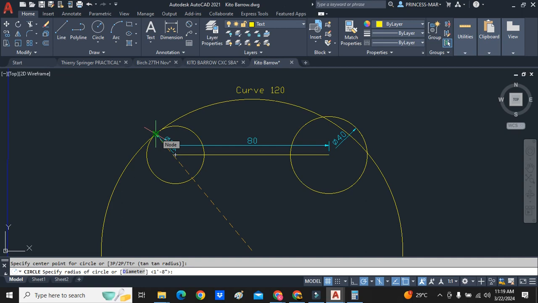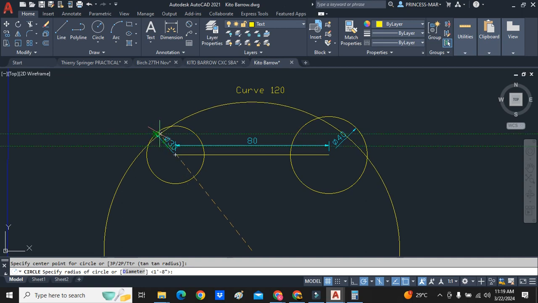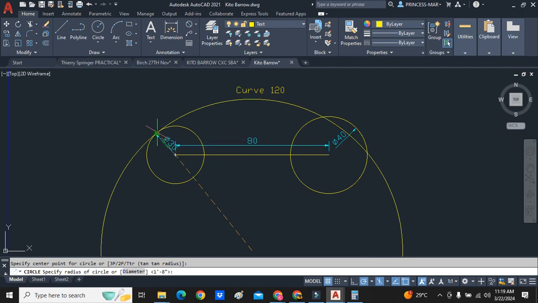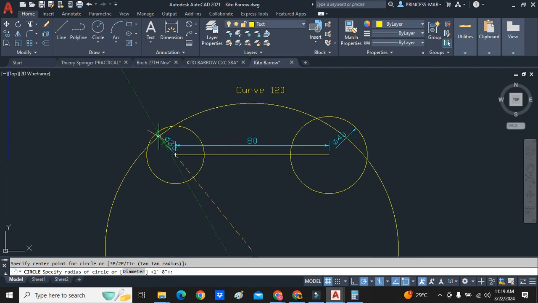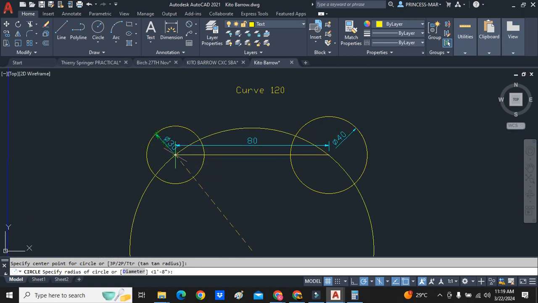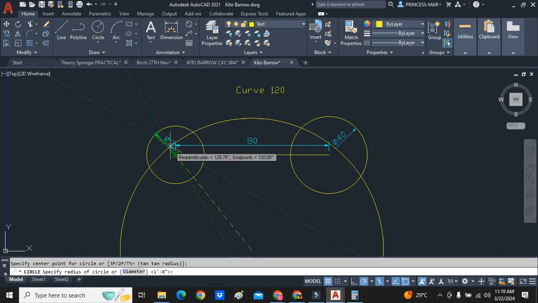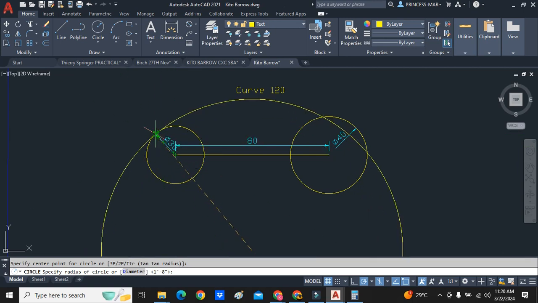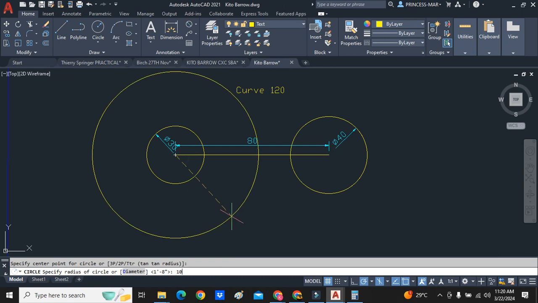Is it subtract? It would be subtract, because if you realize the circle is on the inside of the curve, so we have to subtract to find the center. So since the circle is on the inside of the curve, we have to subtract. So 120, half of the radius 30 though is 15. So 120 subtract 15 will give us 105. So we come here, we do 105.